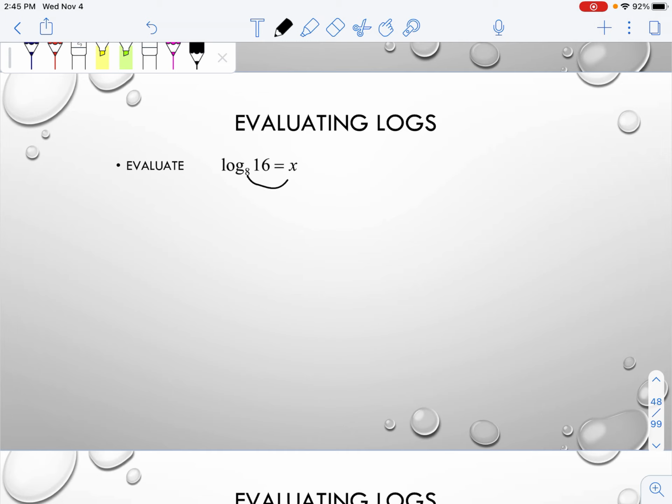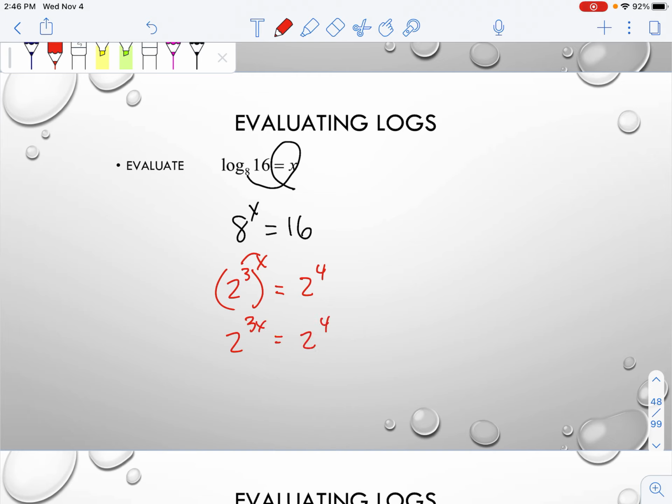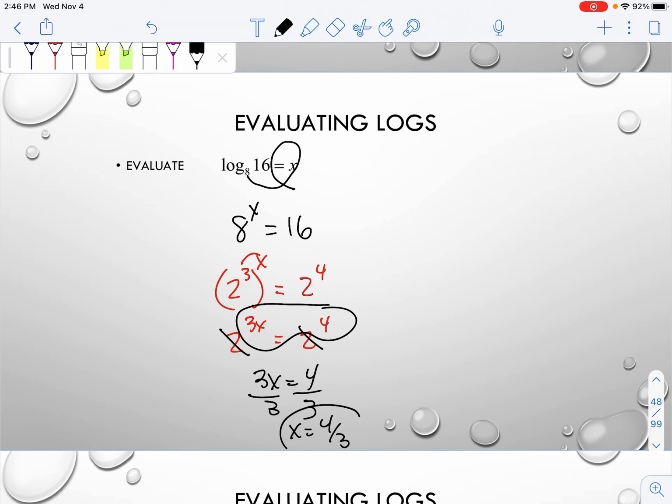So here, 8 to the x equals 16. We can use this equality property, get the bases equal. So 8 I can rewrite as 2 cubed, and that's all to the x. 16 is 2 to the fourth. Laws of exponents tell me to multiply. So that's 2 to the 3x equals 2 to the fourth. Now that my base is equal, I set my exponents equal. So my problem turns into 3x equals 4. Divide by 3 and we get x equals 4/3.